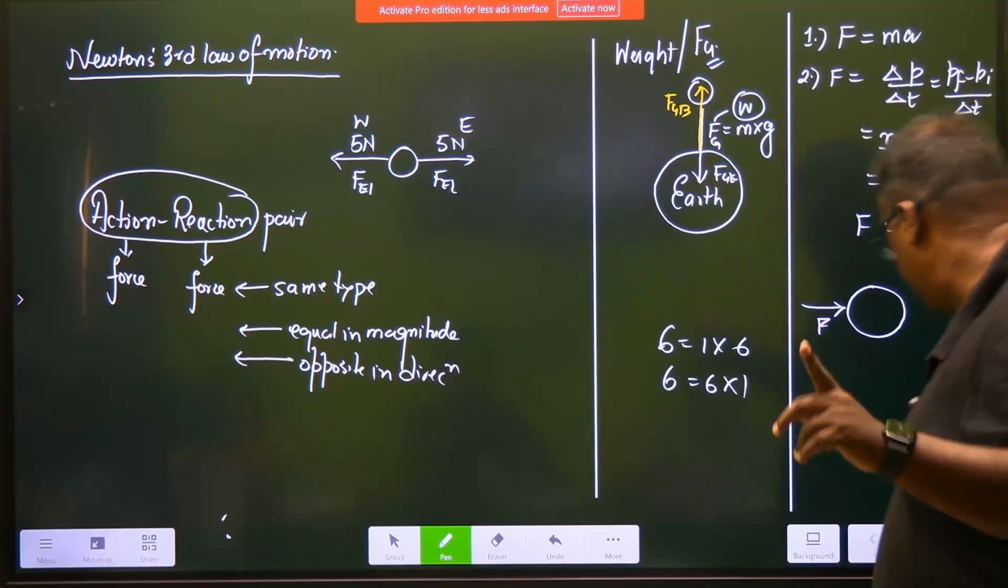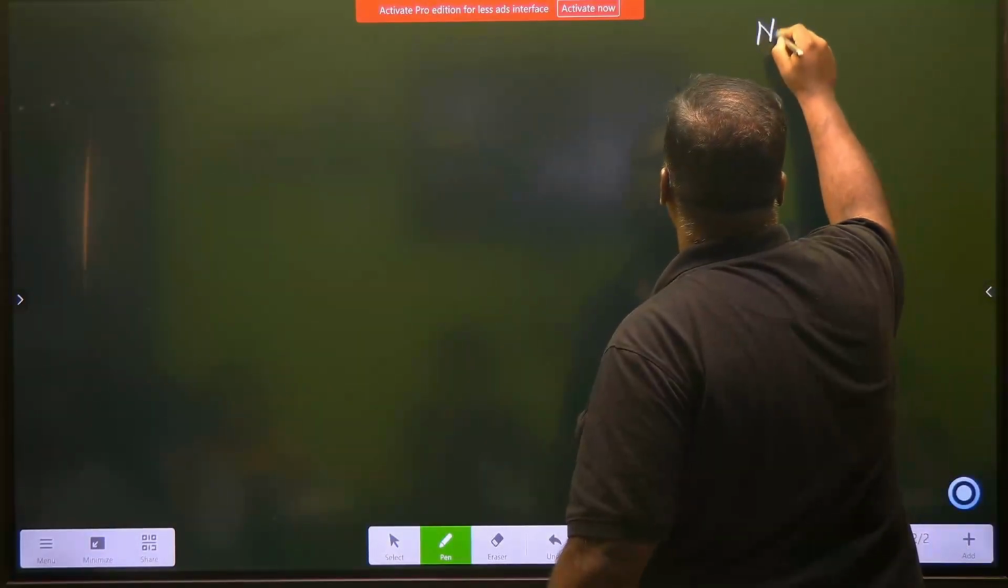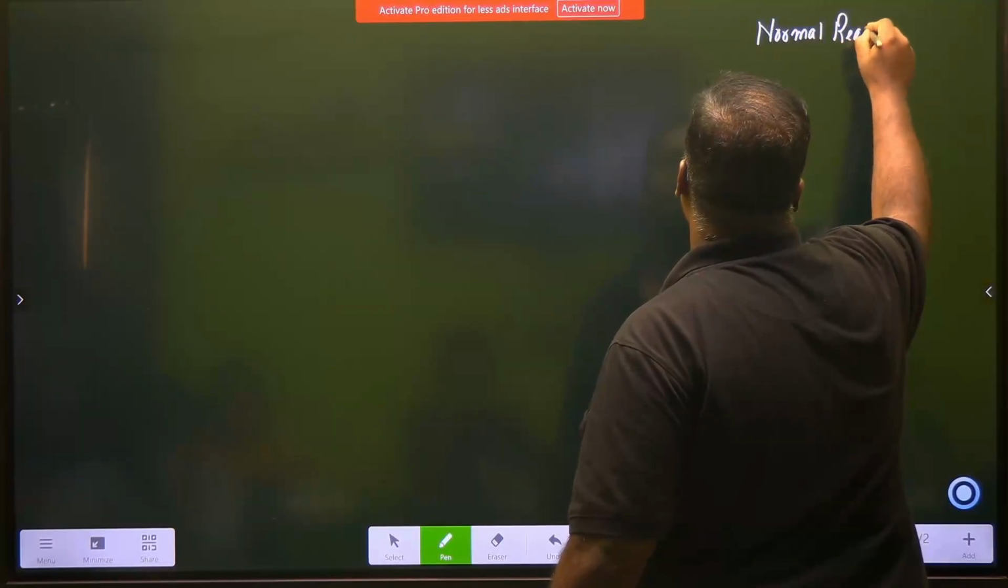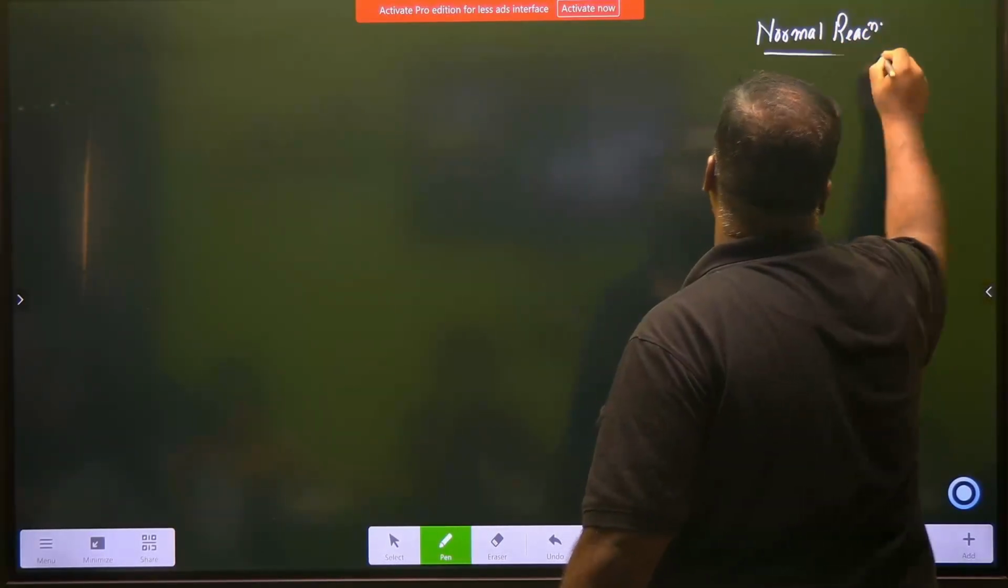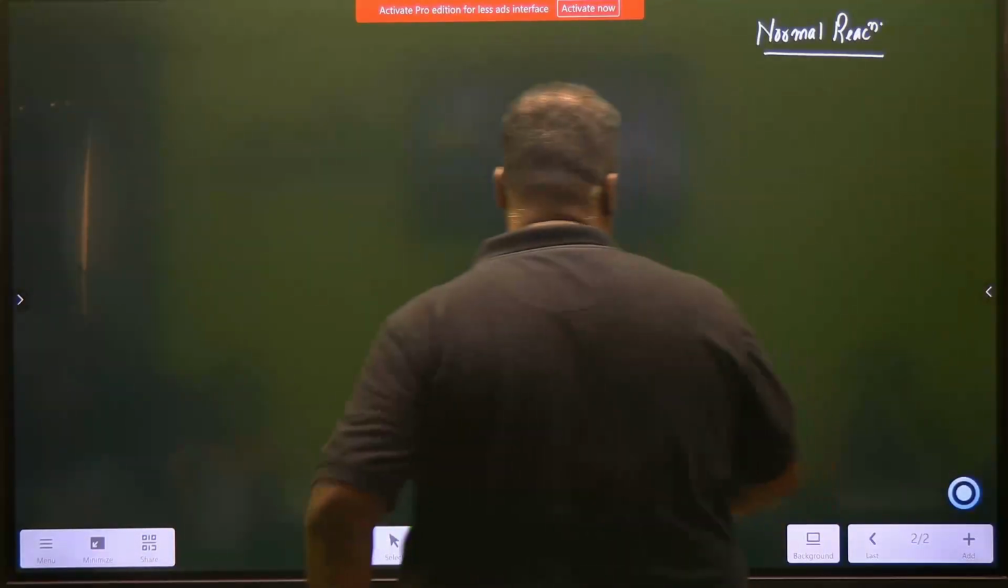Shall we see one more type of force? Okay. Another type of force is known as normal reaction. And this is where the entire confusion happens because the books make a wrong diagram. Let's see where normal reaction comes into play.